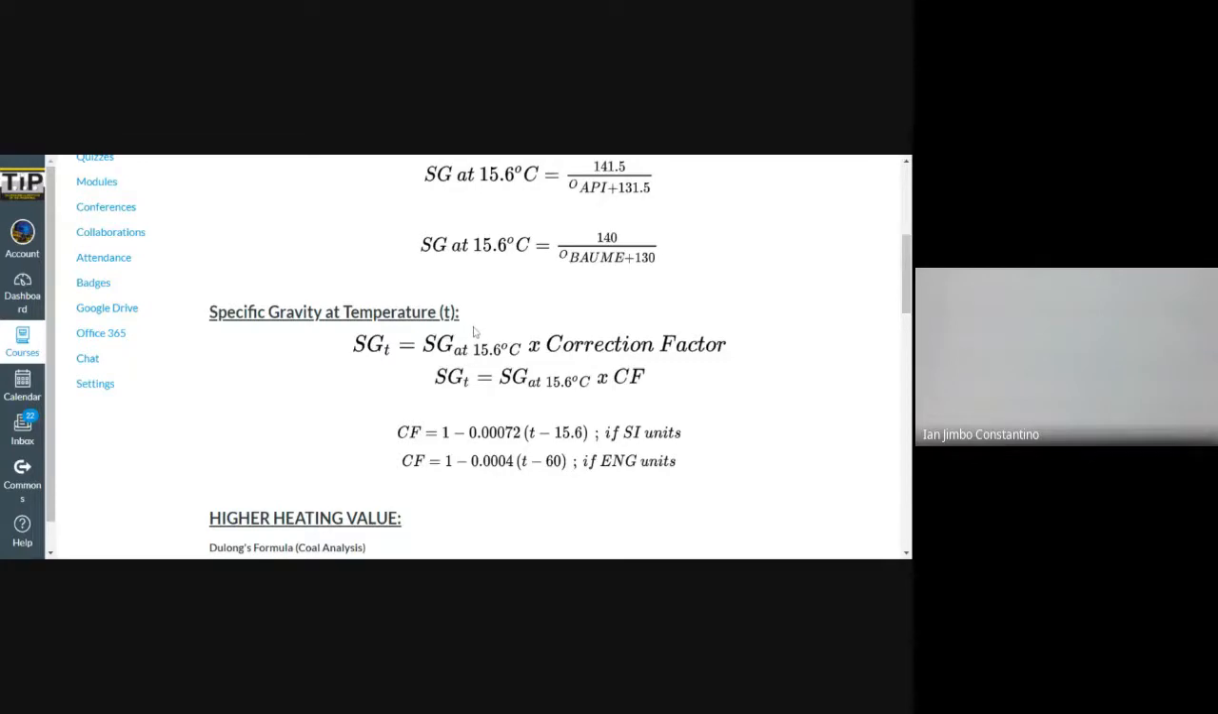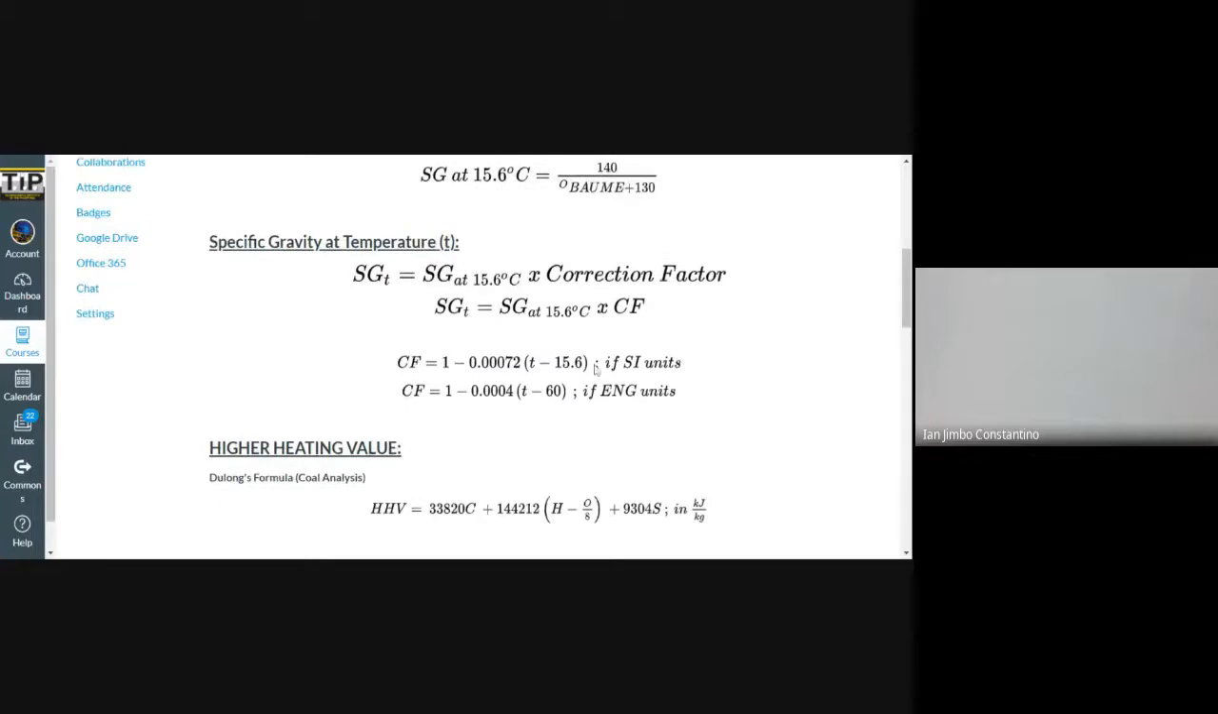In the field, the temperature here is also called the transport temperature or the handling temperature of your fuel. Now, for the specific gravity at that given or specific temperature, the formula is given by this one: the SG at the standard temperature, which is 15.6, again, multiplied by the correction factor. Now, what is the correction factor?